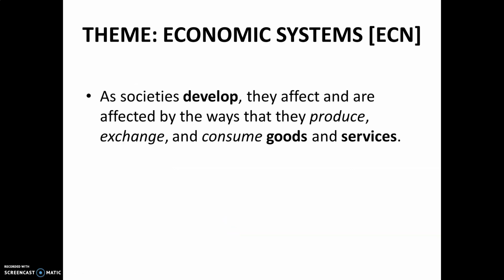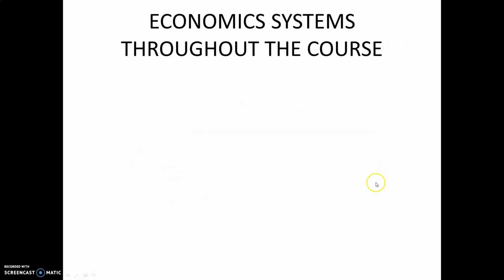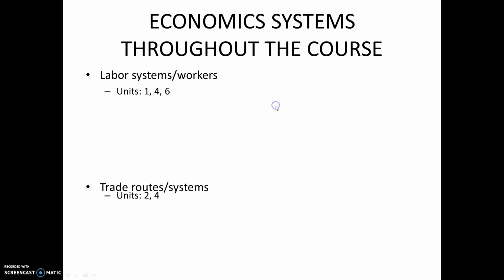E. All right, this is that second E, economic systems. As societies develop, they affect and are affected by the ways that they produce, exchange, and consume goods and services. Economic systems is actually pretty prevalent throughout each of the different learning objectives. It's almost on par with politics or governance. We have labor systems and workers, like peasant and artisanal labor in Era 1, coercive labor systems, and there's that peasant and artisanal labor again, Era 2, and then coerced and semi-coerced labor. So it's basically peasant and artisanal labor and coercive labor that really shows up at different points throughout the course.